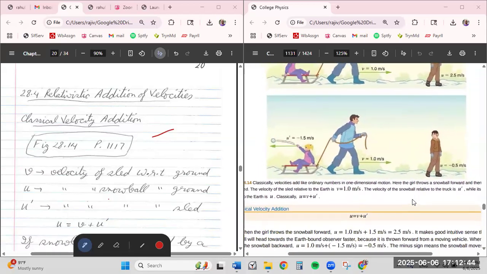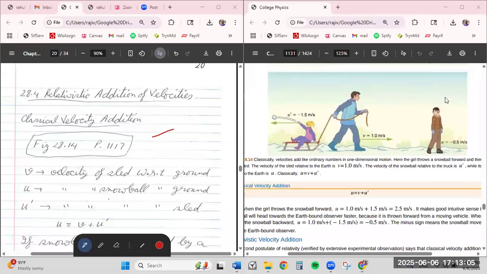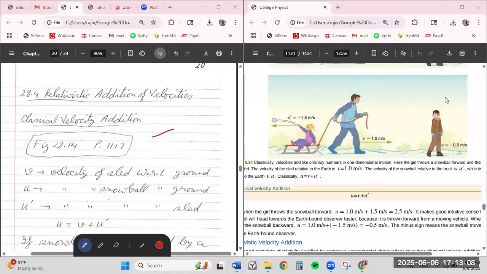Similarly, if the snowball was thrown in the backward direction, the velocity then becomes negative 1.5 meters per second. And the velocity of the sled is still positive 1 meter per second. And now what the kid observes as the velocity of the snowball is negative 0.5. So negative 1.5 plus 1 comes out to be negative 0.5 meters per second.